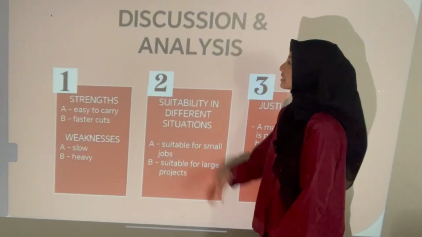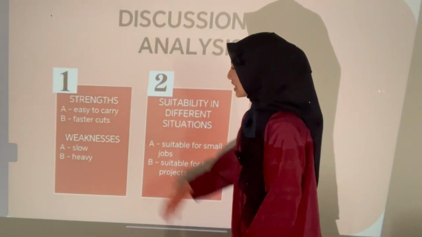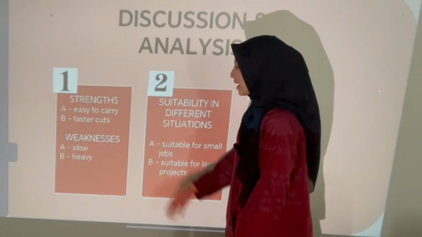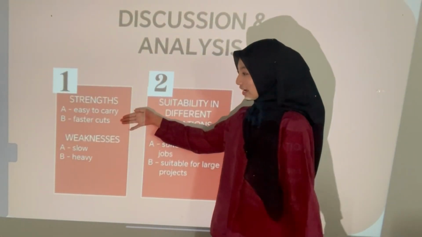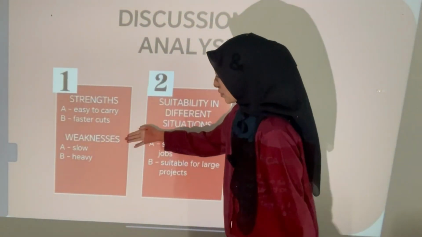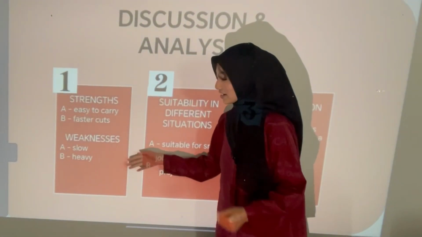Now I want to move to discussion and analysis. First of all, the strengths. Product A is easy to carry and product B cuts faster. Next, weaknesses. Product A is very slow and product B is very heavy.